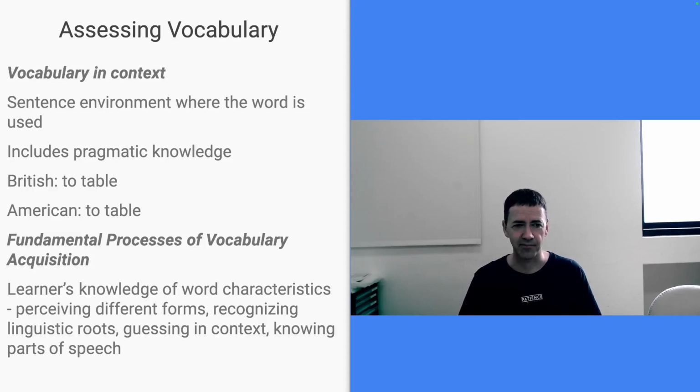Okay, the next one is the fundamental processes of vocabulary acquisition. So learners' knowledge of word characteristics, perceiving different forms, recognizing the linguistic roots, guessing in context, and knowing the parts of speech of that particular word or phrase.